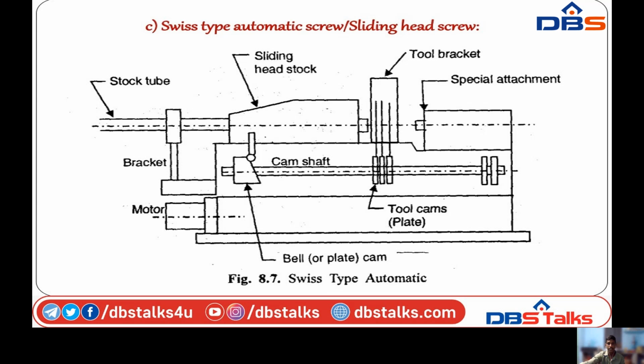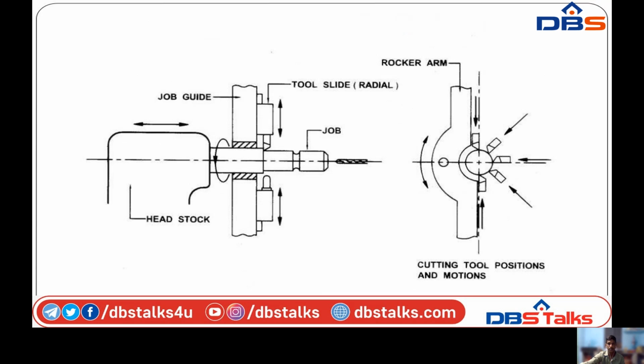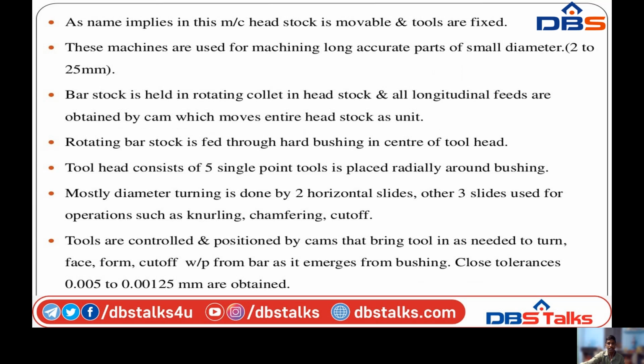Special attachment is a turret type lathe and arrangements. Sliding headstock. Here the headstock is moving. Tool bracket, that means the tool is fixed at one point, then the headstock is movable or translating from left to right directions. Tools are fixed. Bar stock is held at the collet chuck and the headstock is moving. Rotating bar stock is fed through a hard bushing in the center of the tool head.